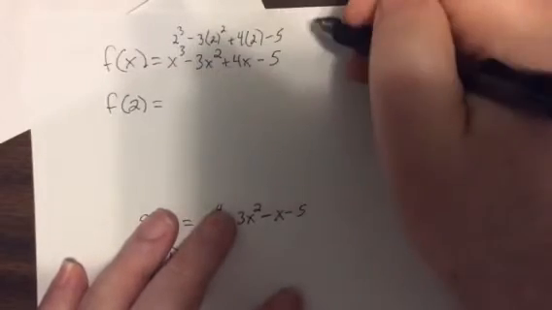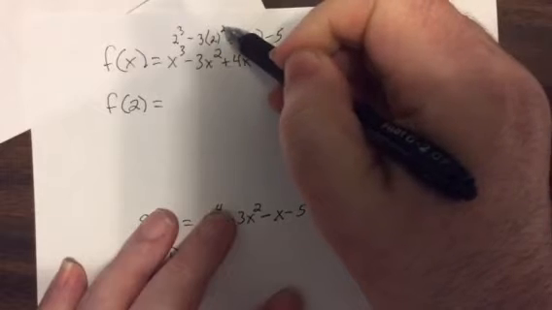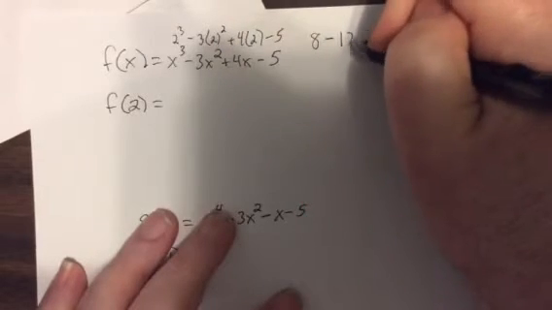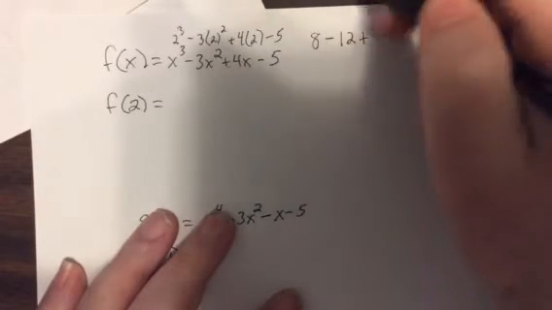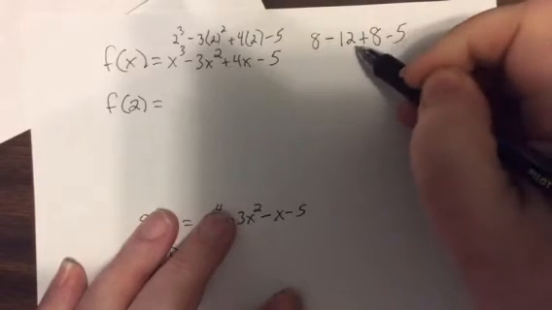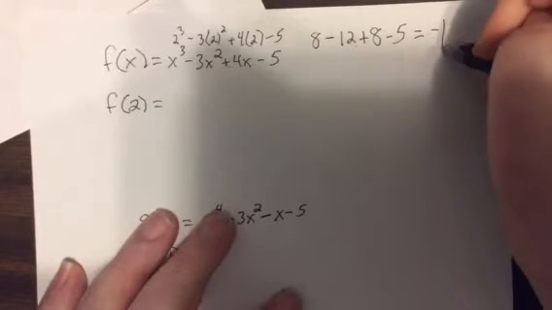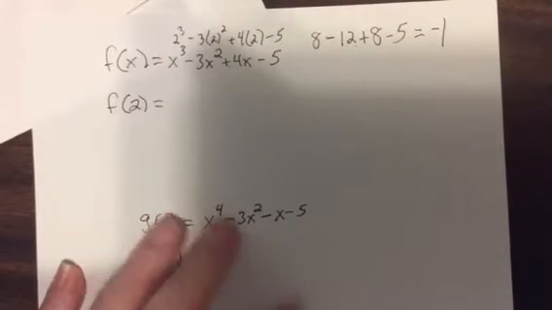So you'd have 8. 2 cubed is 8, minus 2 squared is 4, times 3 is 12. Plus 4 times 2 is 8, minus 5. So it's negative 4 plus 8 is 4. 4 minus 5 is negative 1. Okay.